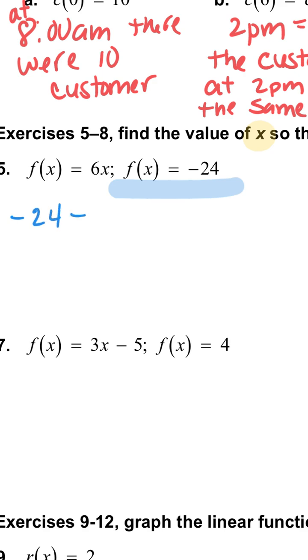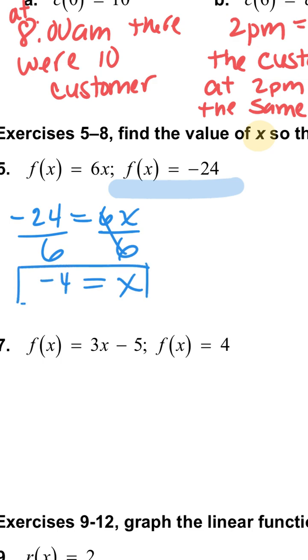-24 equals 6x. What do I do now? We know that a variable next to a number means multiplication, so we're going to divide. Remember, we're solving for who? For x. So 6 divided by 6, I'm left with 1, which is the same as x. And -24 divided by 6 gives me -4. And that is your answer.